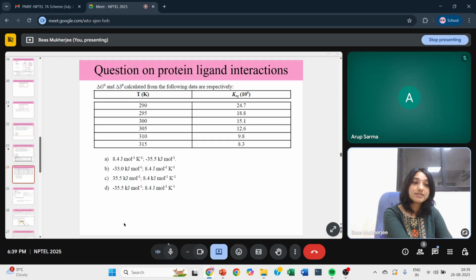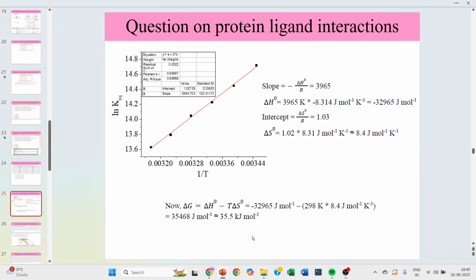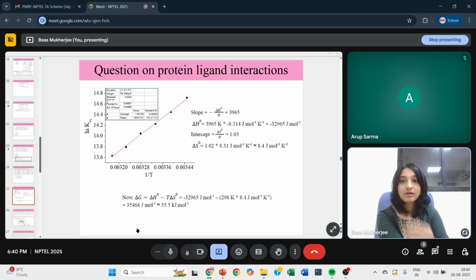And these kinds of questions are common for numerical aptitude tests in GATE exams. So it's advisable if you practice the questions, especially numerical questions. Okay. So we can look at the answer. So this is how you're going to solve it.